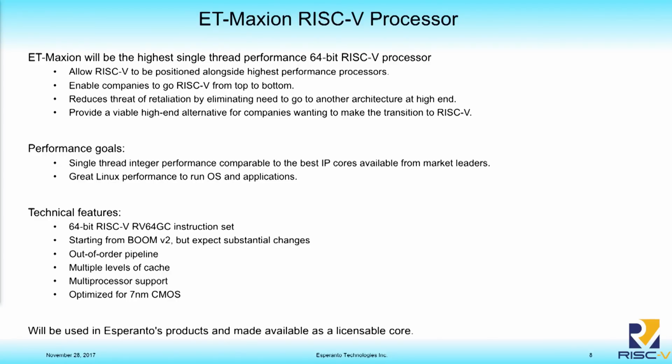So our performance goals are to have the best single-thread integer performance comparable to other IP cores that are out there. And in particular, these cores are going to be running multi-processor Linux systems. It's to run the OS and to run the applications. Just a few specs on what we'll be doing. Of course, this will be a 64-bit processor. We want to use kind of the baseline, I think the proper way to say it's the RV64GC, where we want to get a broad base of software apps out there to use this. And then other extensions will come in later, but I think this is the common baseline we want to use.